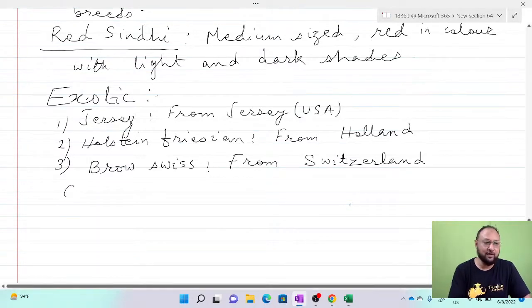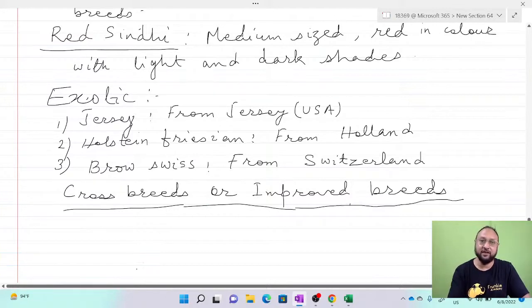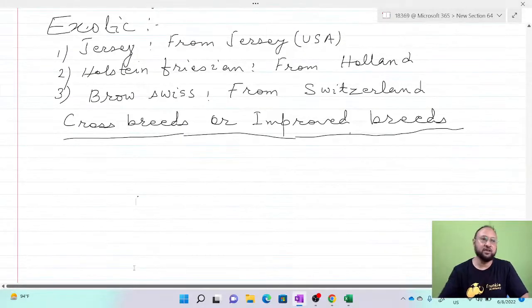So we'll write that: crossbreeds or improved breeds. Improved breed means we have improved by crossbreeding. We have crossbred to get the desired characters in the progeny, in the offspring.